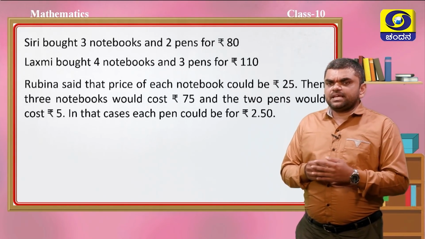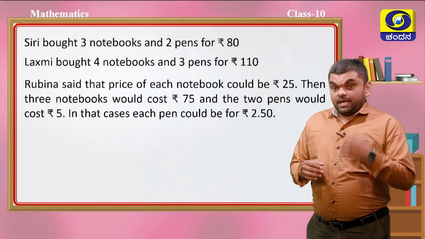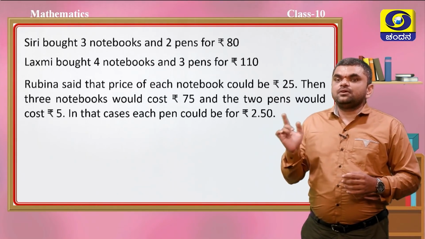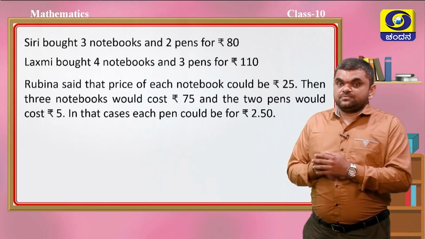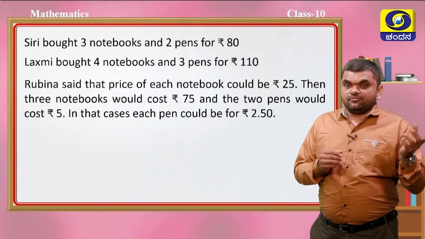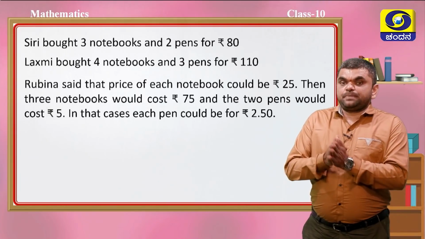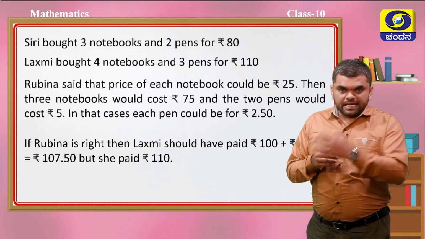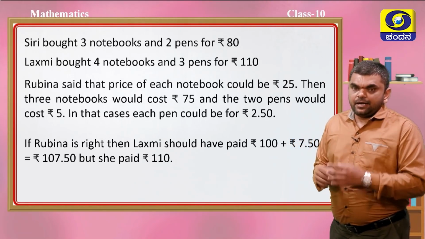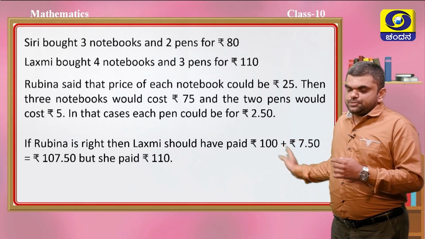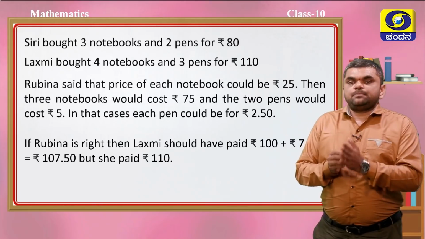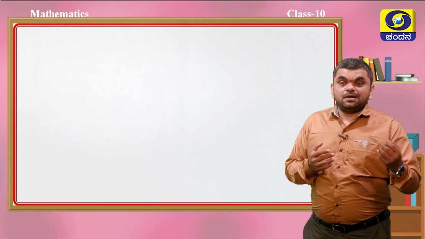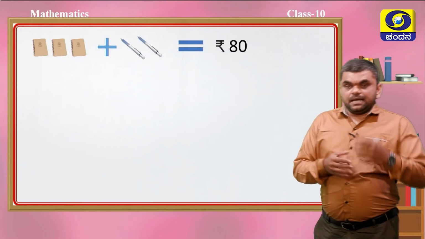Rubina said, maybe they are assuming here, that the price of each notebook would be 25, and then the price of 3 notebooks will be 75, and 2 pens could cost 5 rupees, which means each pen should be 2 rupees 50 paise. Okay, let's reckon this. If Rubina is right, then Lakshmi should have paid 100 rupees plus 7.50 rupees, totally 107.50, but she paid 110 here. Then what do we conclude? Rubina's guess is wrong.